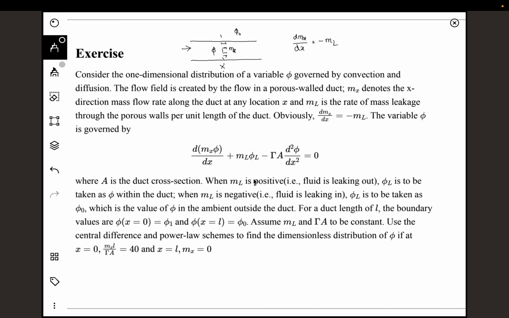The leakage rate is given by ml. And if the leakage is specified to us, if the leakage is positive, which means it is going outside, then this term phi L will be equal to phi. And if the leakage is inside, that is ml is negative, then you will have phi L equal to phi naught, which is the ambient one.